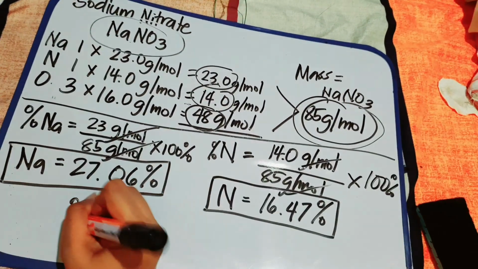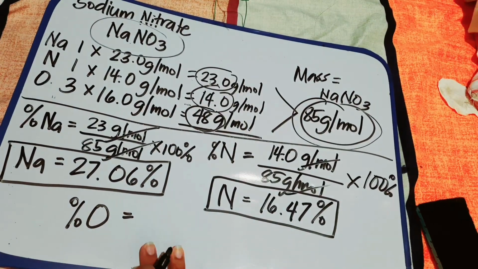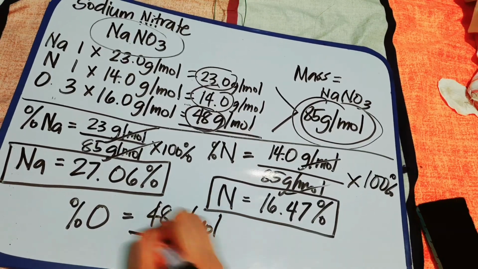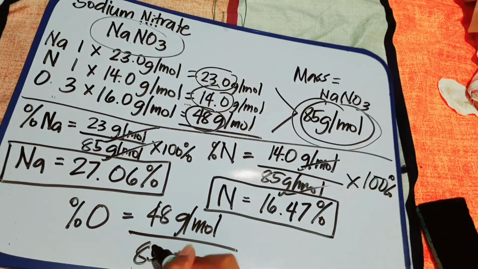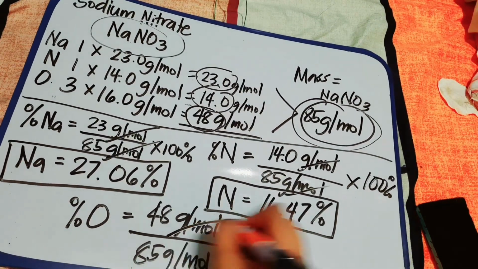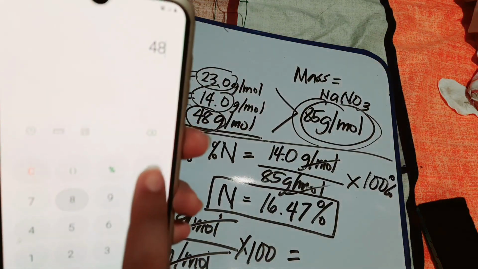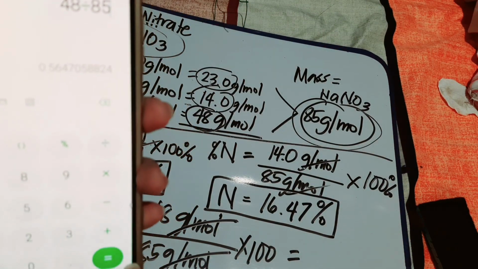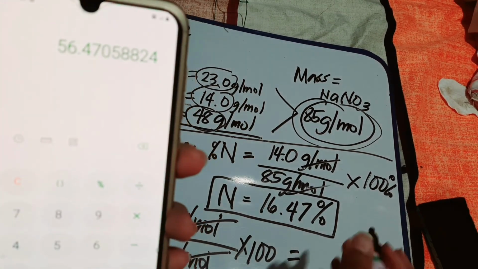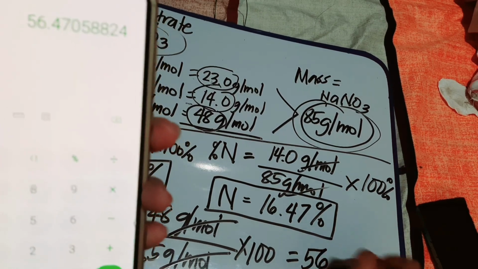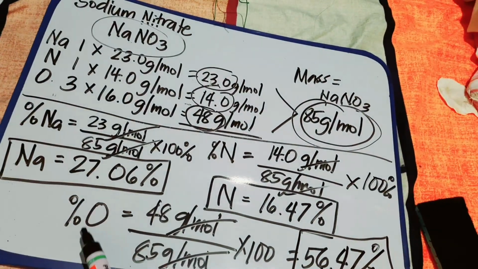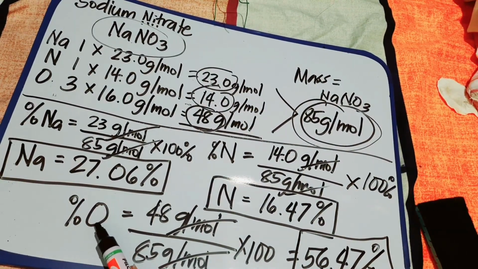And last, we have percent of oxygen. What is the percent mass of oxygen? So we have 48 gram per mole divided by 85 gram per mole times 100. Okay, cancel na natin siya. So, we have 48 divided by 85 times 100. So, we have 56.47%. So, that is our percent mass of oxygen.